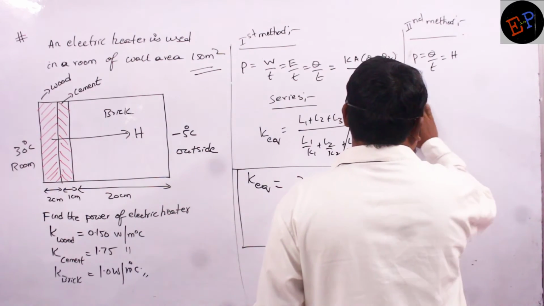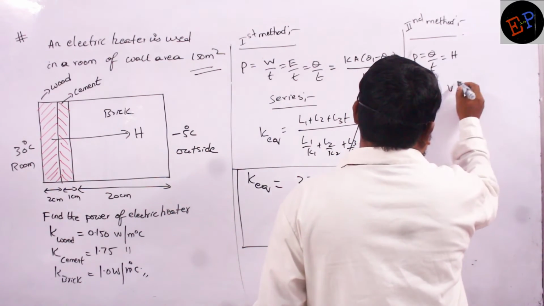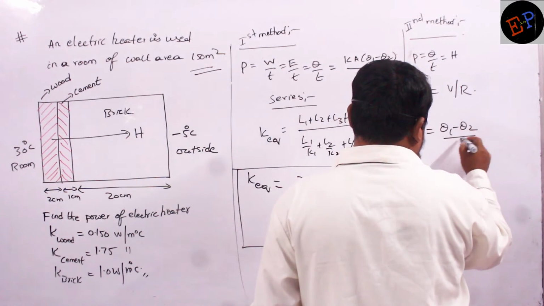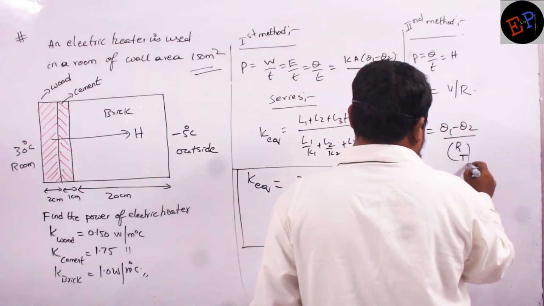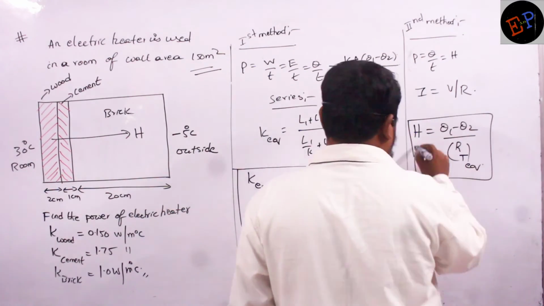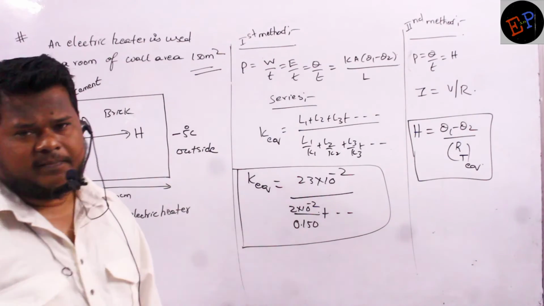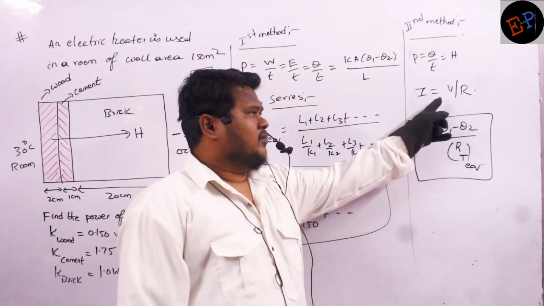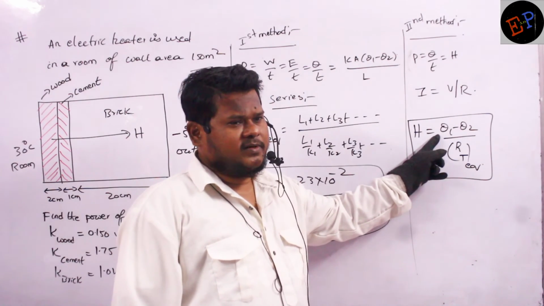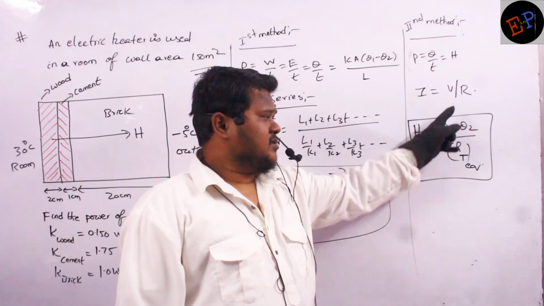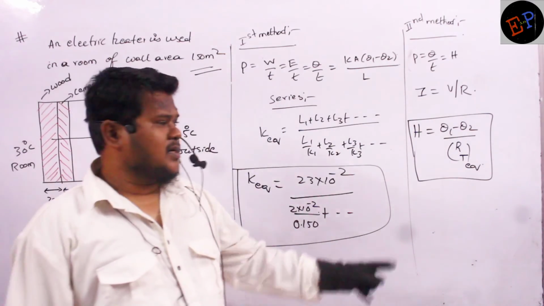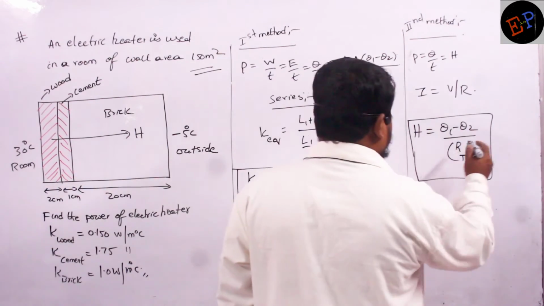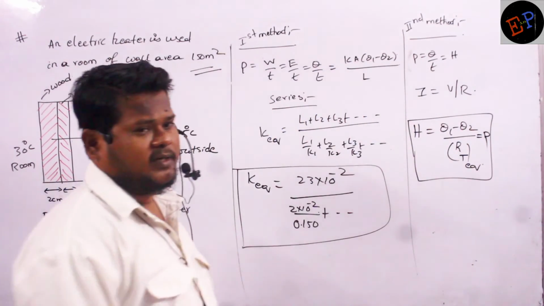So heat current, how can I write? In current electricity, I is equal to V by R, no? So for heat current, I write temperature difference divided by thermal resistance or equivalent thermal resistance. Do you remember? Current flowing is I equals V by R. In heat current, voltage or potential difference is analogous to temperature difference, so theta 1 minus theta 2, and here resistance is thermal resistance. And heat current is nothing but Q by T, which is power. So heat current is nothing but the power of the electric heater.